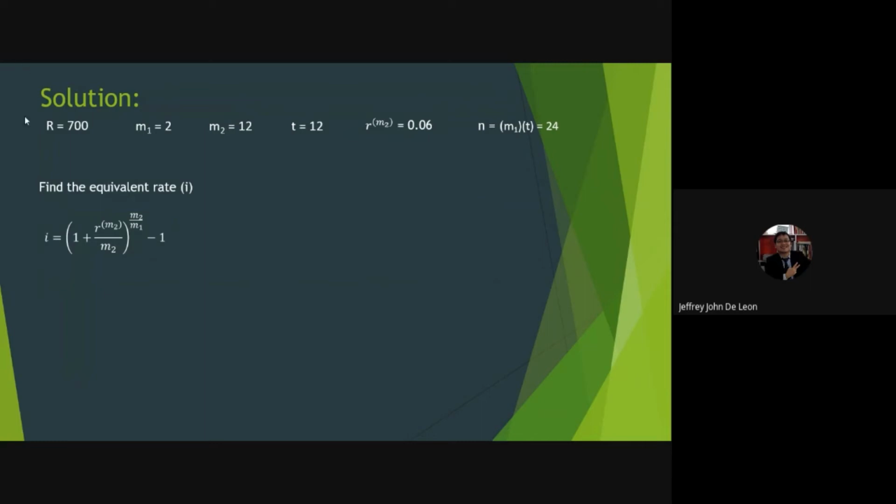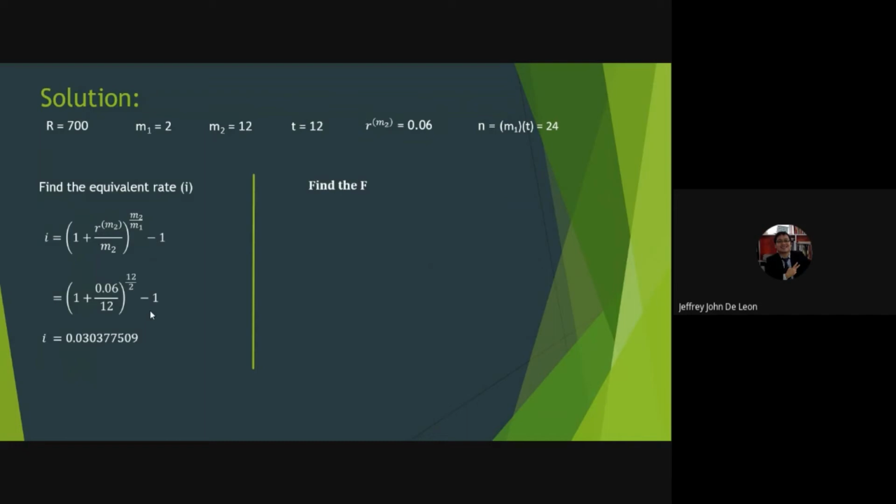We already identified the following, so we just have to plug it into our formula. R is 0.06, M sub 2 is 12, and so on. So i now is 0.030377509, at least 8 decimal places.